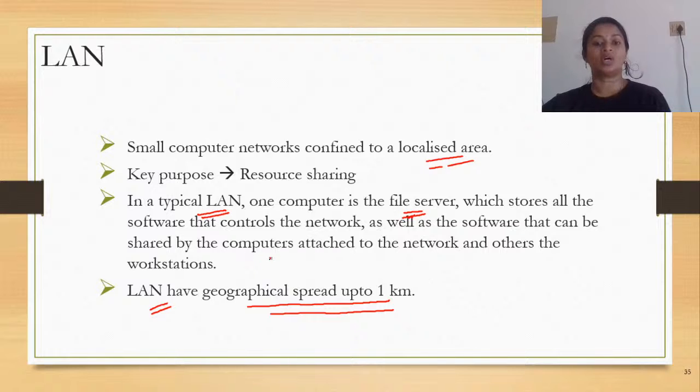So in this case, what would happen? He or she would be looking into the student capacity and teaching accordingly, right? The same way, a file server or primary server has to control all the other participating entities. So it would store all the software to control the network as well as the software which can be shared by the computers. There are certain resources which cannot be stored in an individual system. They will be stored in the memory of the file server, so they can be shared by all the systems, and the others are the workstations.